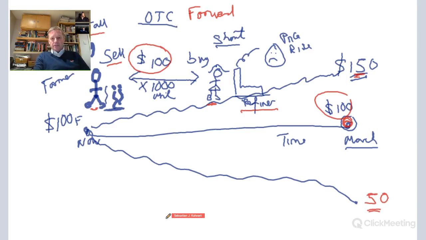Now, let me just see if anybody's got any questions at this stage. I'm just looking on the chat room. I don't think there's anything burning at the moment. So if people are generally happy, I'll continue with this sort of theme.